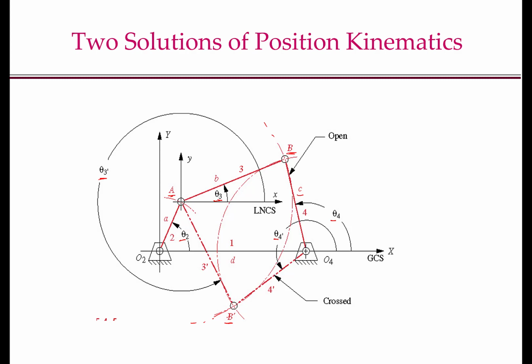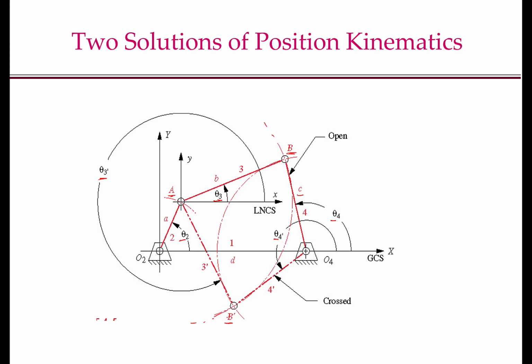Now one thing you should note is that depending on the link lengths and the angle θ2, there may be no solution at all. What does it physically mean to have no solution? That means that either the mechanism cannot be assembled at all given the link lengths, or the input angle cannot take that particular value of θ2 that we have prescribed.